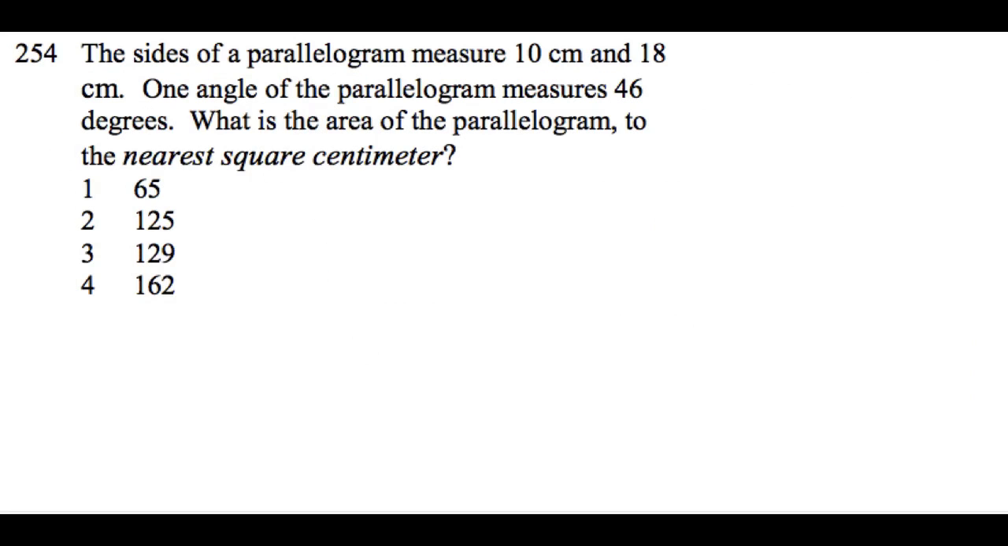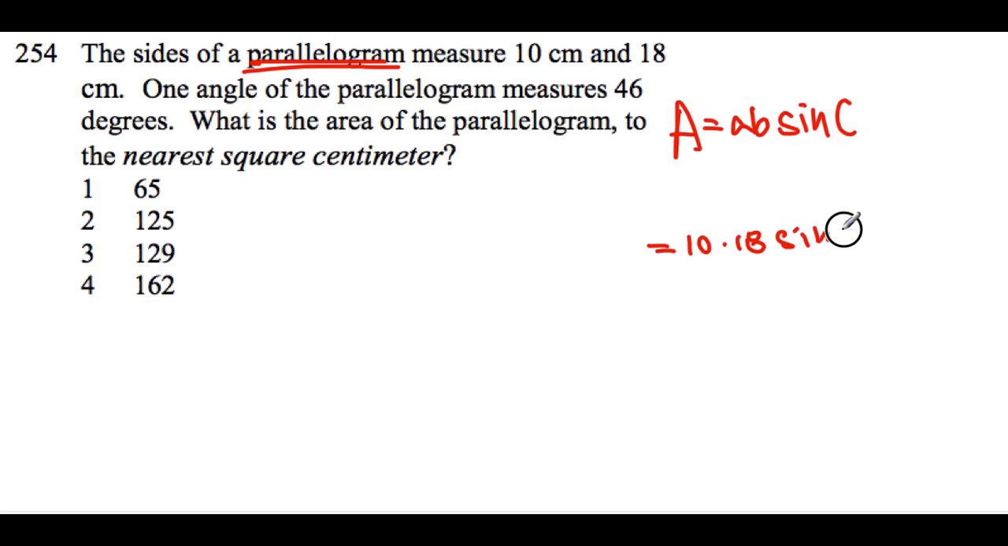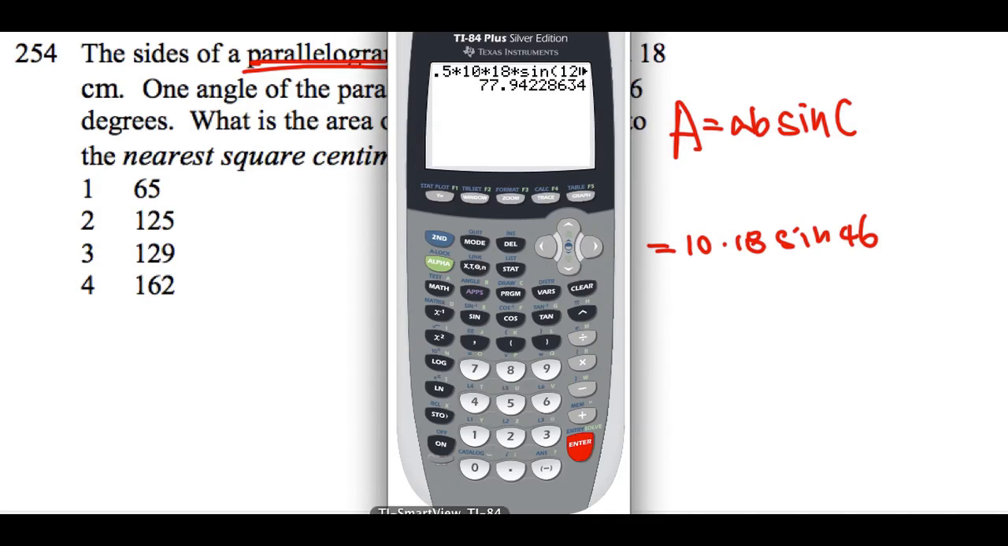How about the second one? The side of the parallelogram measures 10 and 18, and one angle of the parallelogram measures 46 degrees. You see, one thing about the parallelogram is same thing as two triangles. So therefore all we have to do is, area of the parallelogram would be simply ab sine of C. You don't have the 1/2 in front of it. So in this case what we end up getting is 10 times 18 times sine of 46. Rather simple.